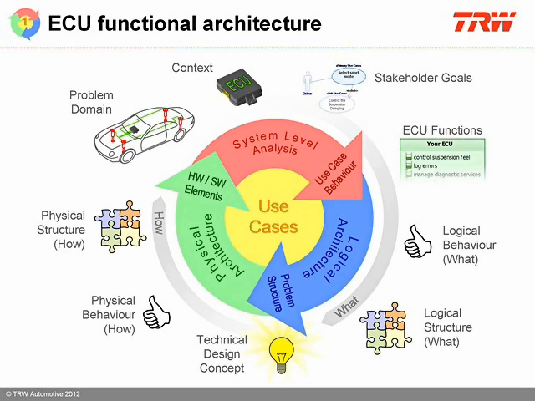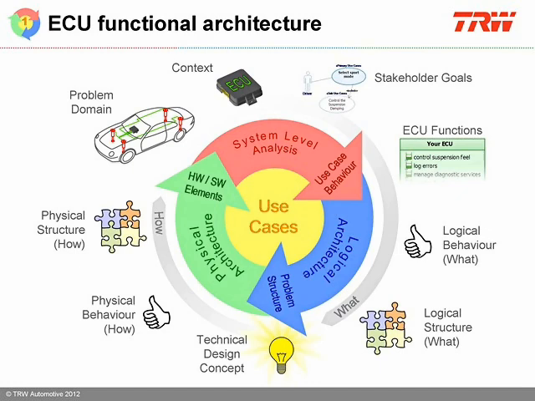The transition from the problem domain to the solution domain is aided by the use of the technical design concept. This is developed with the collaboration of hardware and software engineering disciplines. The behavior of the technical design concept is modeled using a physical activity diagram to ensure that it is correctly understood. And finally, the physical behavior is partitioned and allocated to hardware and software elements, which are then used to define the physical architecture.